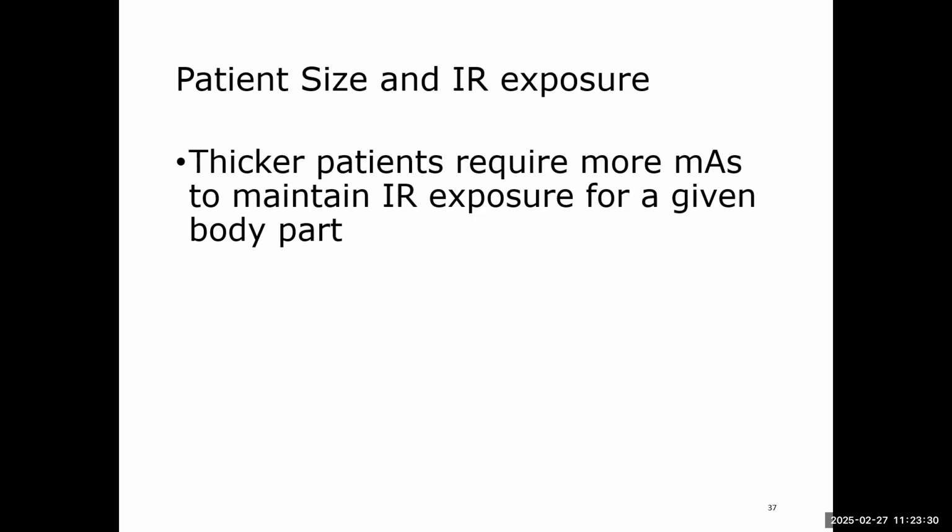Thicker patients require more mass to maintain IR exposure for a given body part. That makes sense. Think about it. If you have a part that's this thick, you're going to use one mass. If you double that part thickness and you don't change your mass, what's going to happen? Yeah, it's going to be underexposed, right? And we learned, I don't know if I have that in here or not, maybe, no. Do you remember what change in part thickness it takes to need to double your mass? Anybody remember?